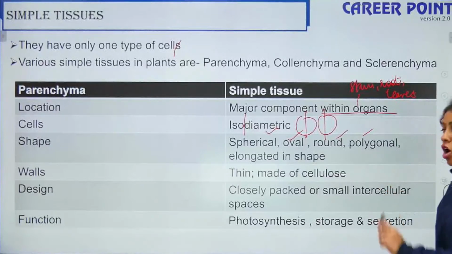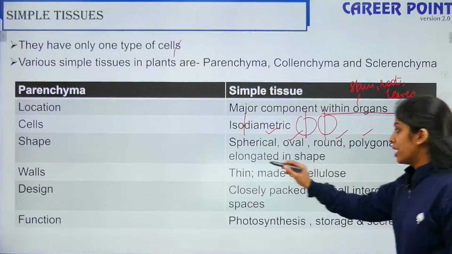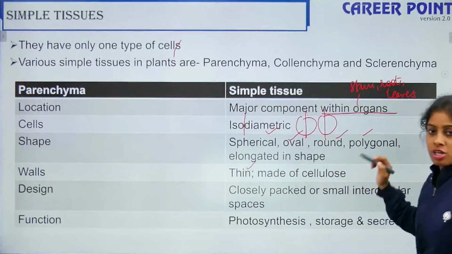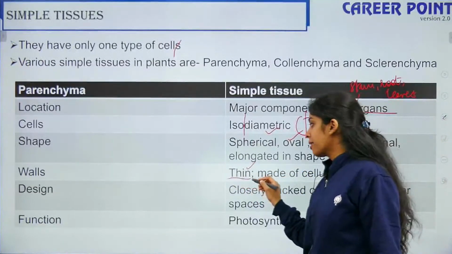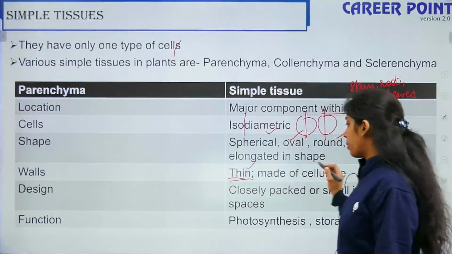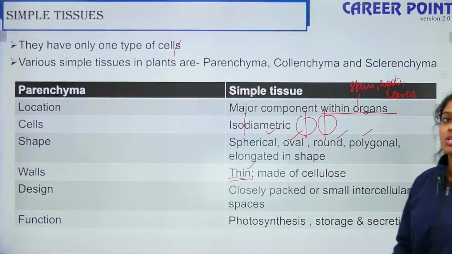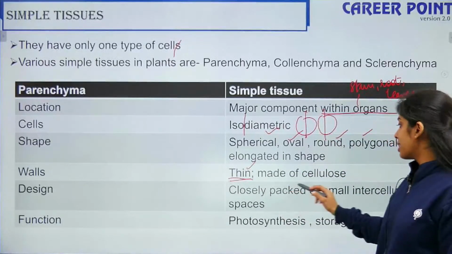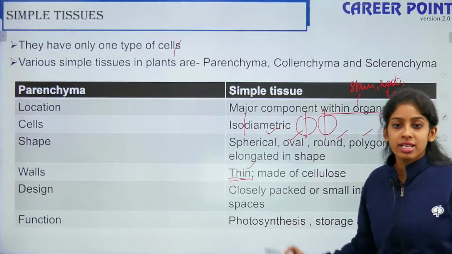Fine. So walls, how are the walls of the cell? They are thin and they are made up of cellulose. So this is very important. Parenchyma have a thin wall and they are made up of cellulose. Okay, but how are they arranged? Closely packed, or sometimes small intercellular spaces are present.